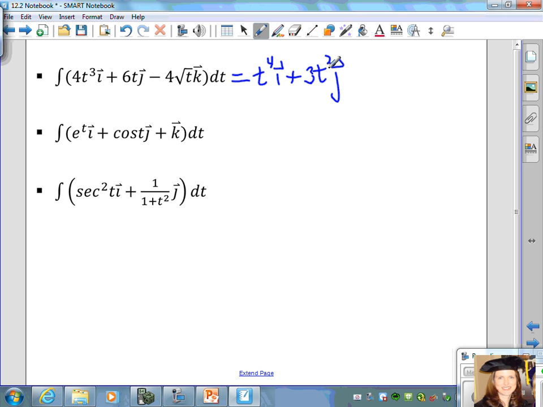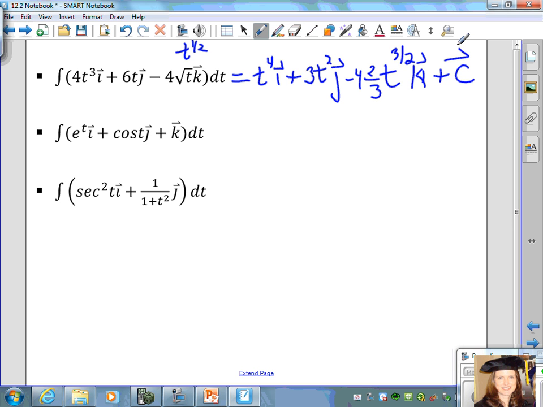And then the antiderivative of minus 4 square root of t. The square root of t is the same thing as t to the 1/2 power. So we're going to add 1 to that power when we integrate. So if we have t to the 1/2, we add 1 to get t to the 3/2. And you're going to multiply the minus 4 out in front with what you get when you divide by 3/2, or you multiply by the reciprocal 2/3. And that's your k component.